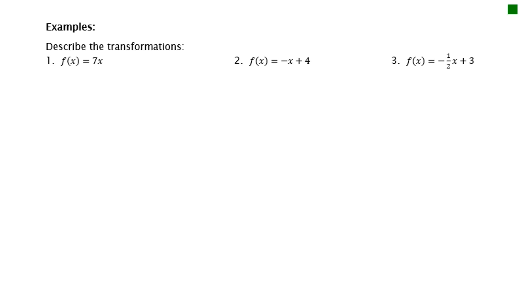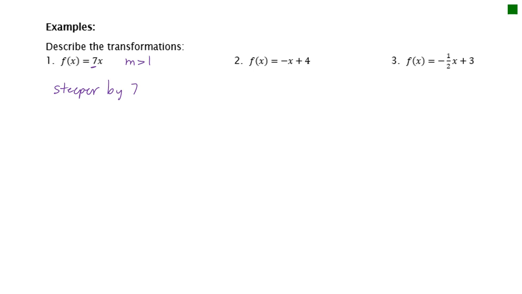The only thing that is different is this 7 right here. And remember that if you have a slope that's greater than 1, it's going to make your line steeper. So that's all you have to say, is that it's going to make the line steeper. And you could even say steeper by 7 or 7 times steeper. But that's all we have to do.